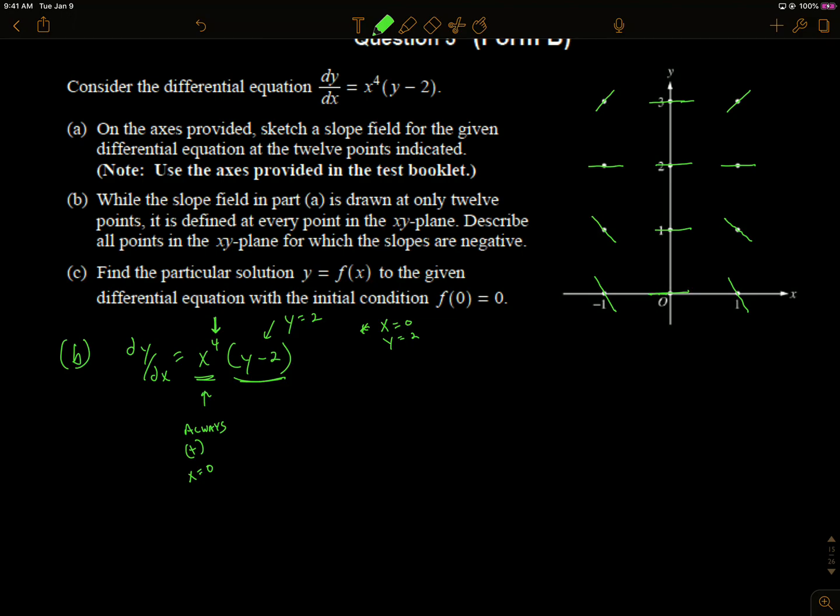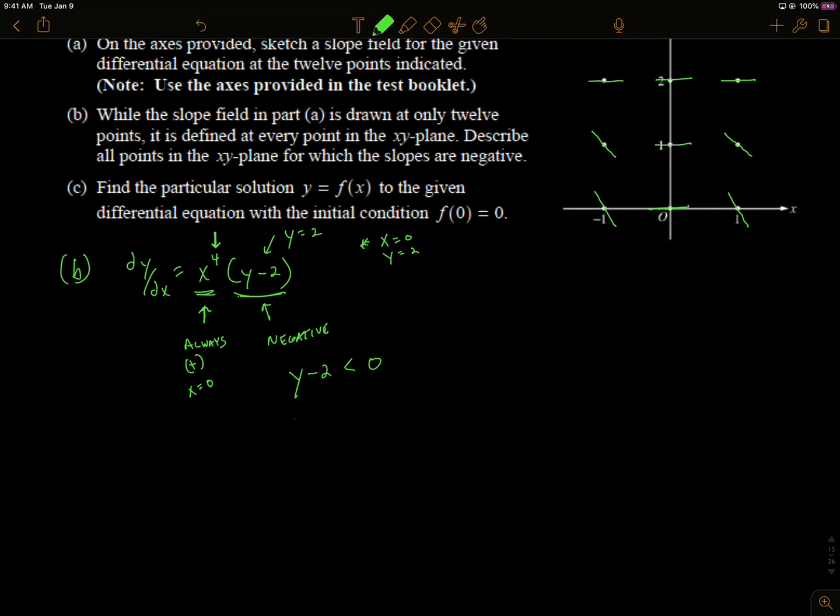Now if the first one is always positive for all other values of x, then we can focus on this. We want to make this negative, because then a positive times a negative will make my slopes negative. So if I want y minus 2 to be negative, y minus 2 has to be less than 0. That's how we write negative. If I solve that inequality for y, I add 2 to both sides and get y is less than 2. So any points that have y values less than 2 will have negative slopes. I don't have to worry about excluding y equals 2 because that's not even in this set.